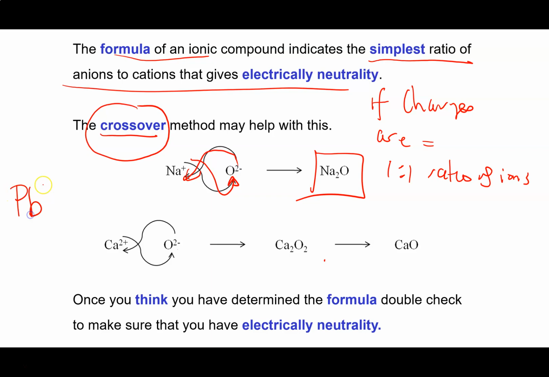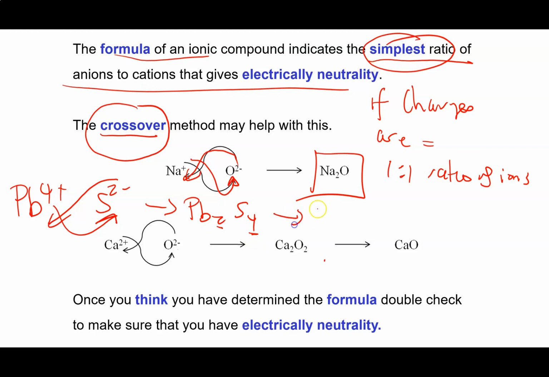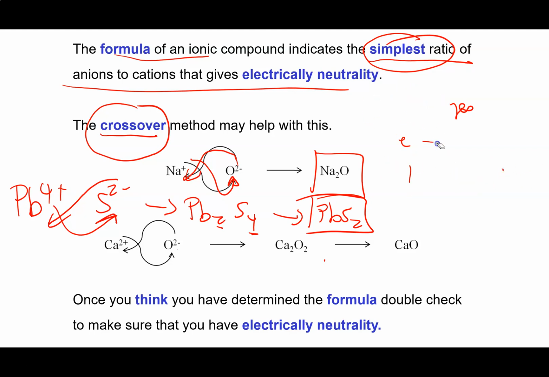So let's look at a more complex one. Here we've got Pb4+ combining with S2-. We're going to do the crossover here. So that means that we'd need 2 leads and 4 sulfurs. And you can see that this is not the simplest ratio. I can divide through by the common multiple of 2, giving PbS2. So we're always going to give the simplest ratio of ions that result in electrical neutrality.